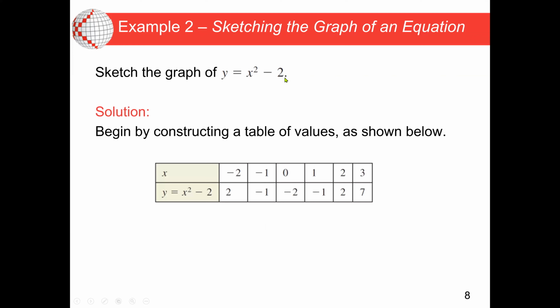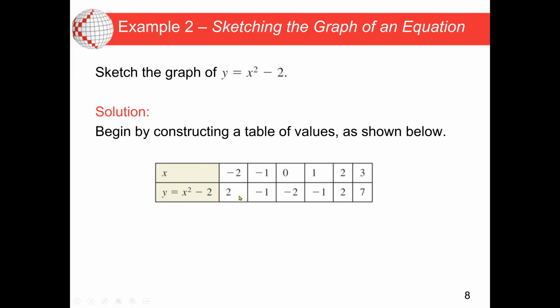But again, we came up with some points from -2 to 3. Again, you can take any points you want. Find y equals x squared minus 2. So we substitute x with -2, and we get 4.